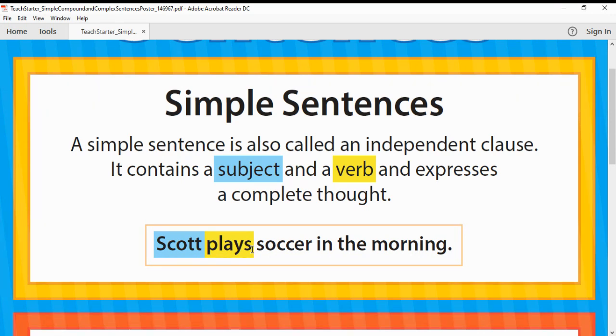That makes sense. But it's not enough in the sentence. We need to know what is Scott playing with? Well, here he plays soccer in the morning. And then you've got the full stop at the end. So this is a complete sentence. It tells us a whole lot of information about Scott. Scott's playing. What is Scott playing? He's playing soccer. When is Scott playing? He's playing it in the morning.